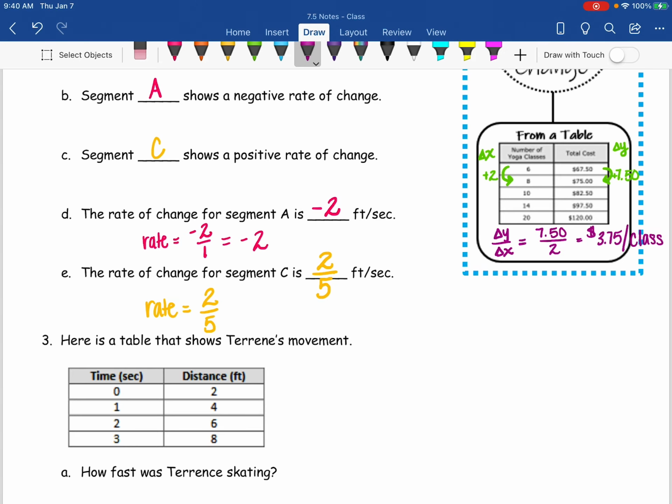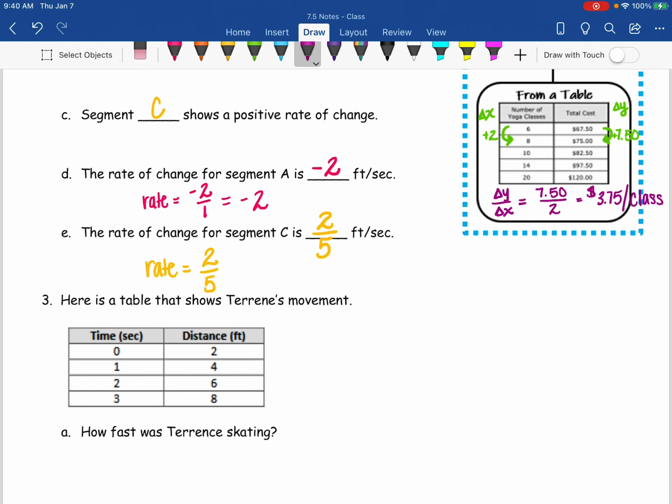Okay. All right, so we have a table now that's demonstrating Terrence's movement. So we're going to go through that same process. We're going to look at our change in y. How are these numbers changing? 2, 4, 6, 8. Well, we're adding 2 between all of them. And we're going to go and look at our change in x. 0, 1, 2, 3. We're adding 1.